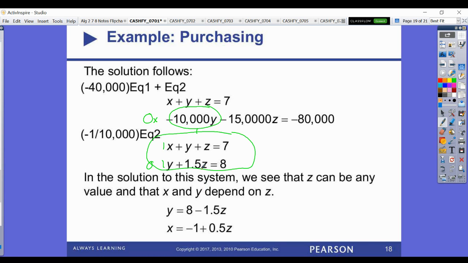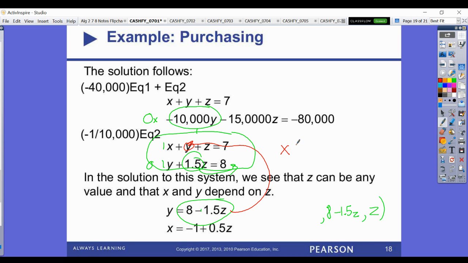You basically now just get to let z be whatever you want it to be. Anything. So you don't get to pick anything. You just say z is z. So I know my answer has a z in it. And then you work backwards and you get y. So to solve for y, I would subtract this over here. And I get y equals 8 minus 1.5z. And now that I know that, I can plug it in here. So you have to take that solution and put it in for y.